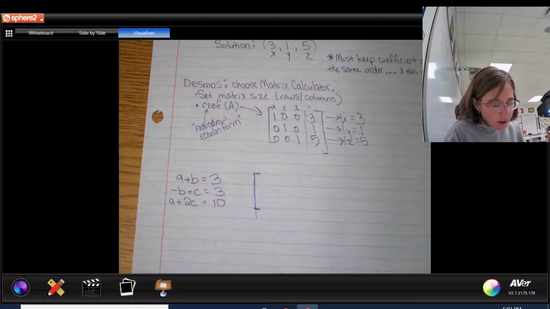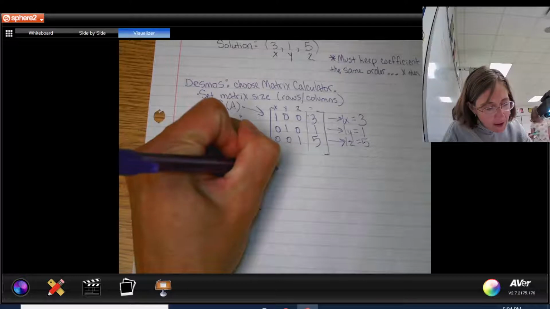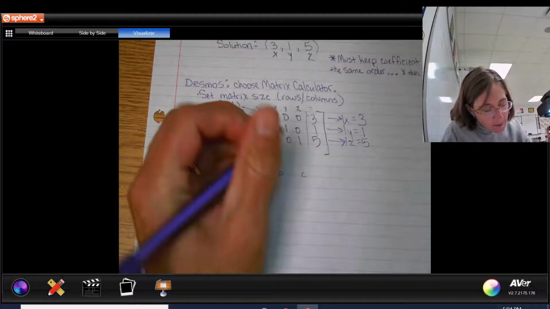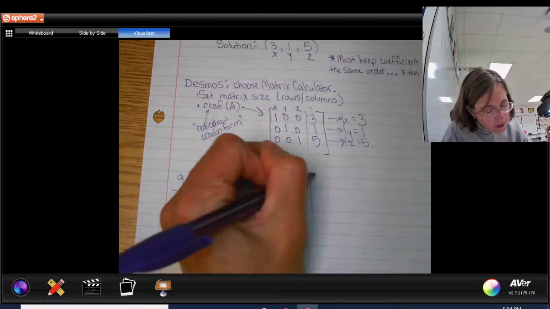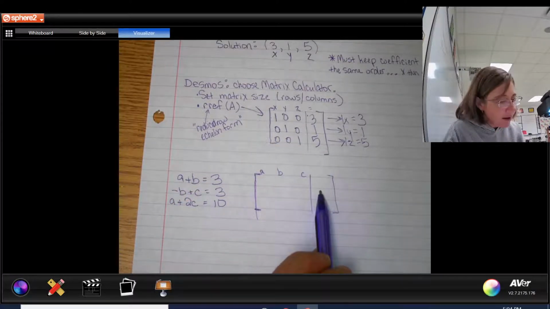Well, here we have different letters. We have A's and B's and C's, but the idea is going to be the same. I'm going to label them A and B and C up above, so I remember what's going to go where. And then I'm going to have space for my answer here.